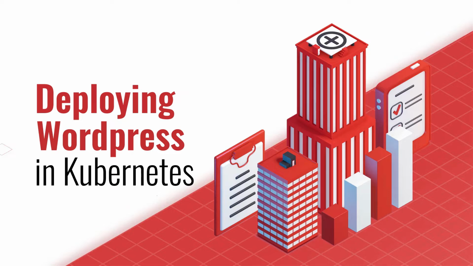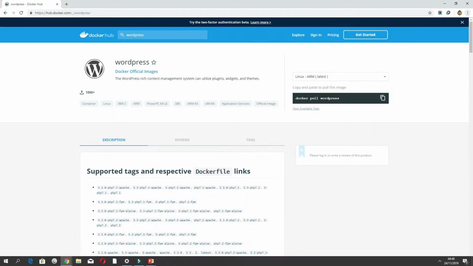But now we have Docker. Everything is Dockerized, even the whole operating system is Dockerized. So why not WordPress? Now, a Docker image of WordPress is also available in Docker Hub. We will deploy that Docker image in a Kubernetes cluster of Google Kubernetes Engine.